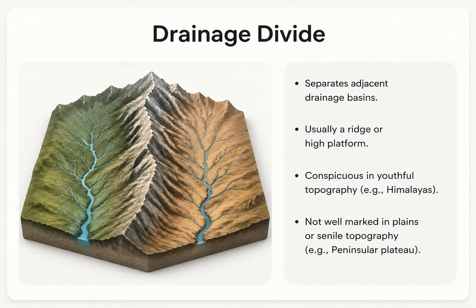Now, what separates one drainage basin from another? That would be a drainage divide. A drainage divide is typically a ridge or a high platform of land. In youthful, mountainous topography like the Himalayas, these divides are very conspicuous and easy to spot. However, in older, flatter landscapes, often called senile topography, like the rolling plateaus of the peninsular region, the divides are much less prominent and can be hard to identify.